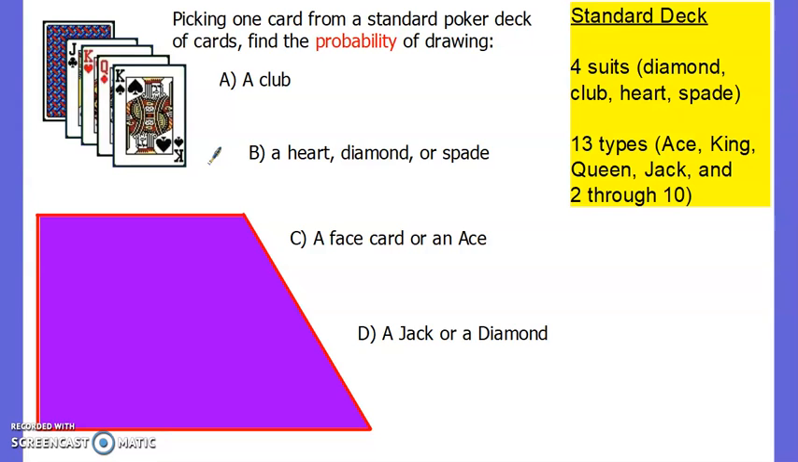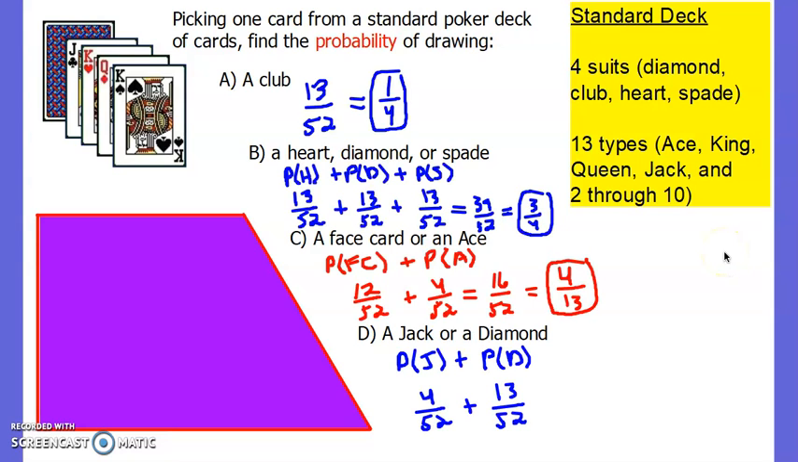What would be the probability, again, the chances that you get what you want versus anything you could possibly draw? Getting a club, a heart, a diamond, or a spade; a face card or an ace; and a jack or a diamond. Think about those facts, and we'll be right back with you here in a second. All right, let's take a look at what we've got here.